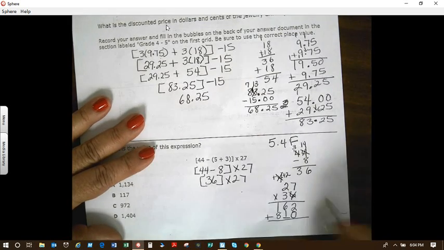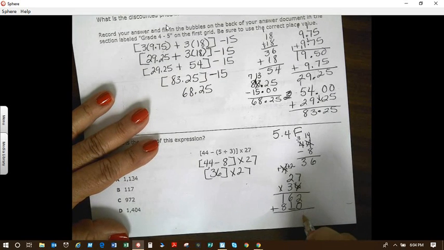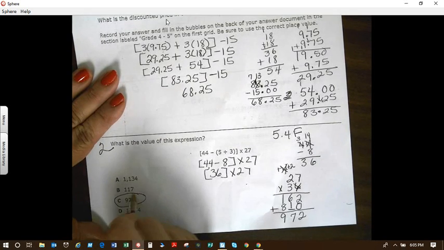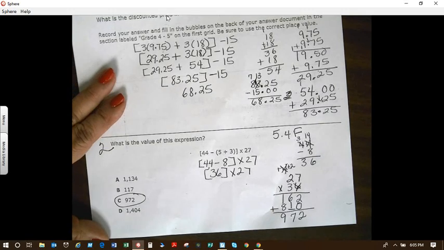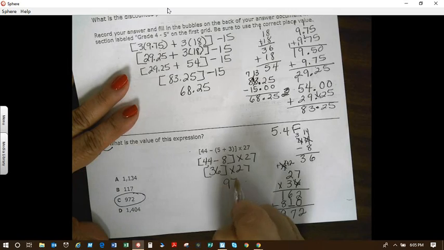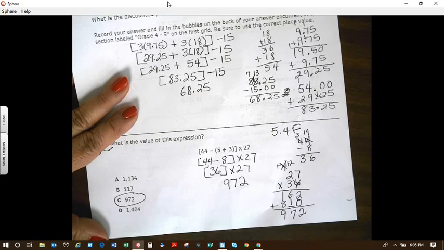And now I'm going to add it. 2 plus 0 is 2. 6 plus 1 is 7. 8 plus 1 equals 9. And the answer is C. If that is tough, so this is going to be 972. And then I put my answer there.